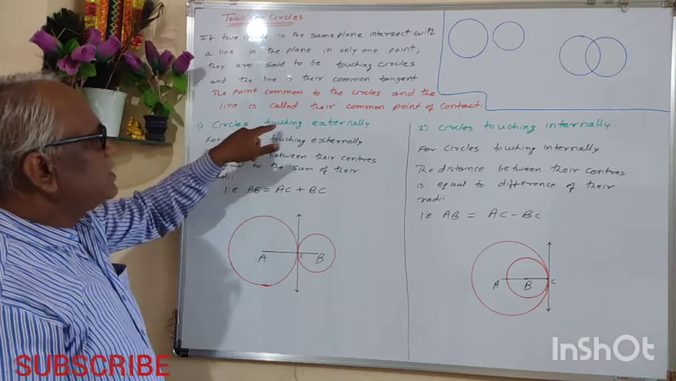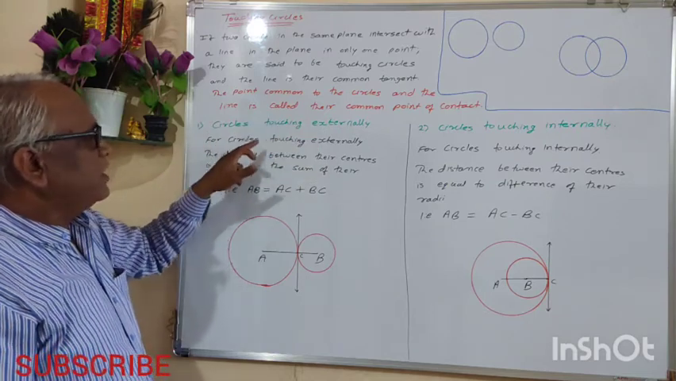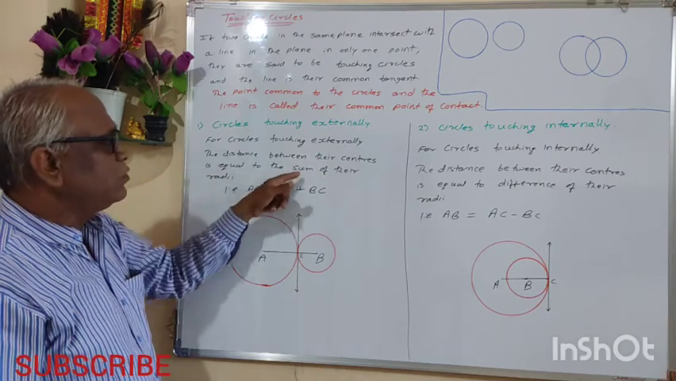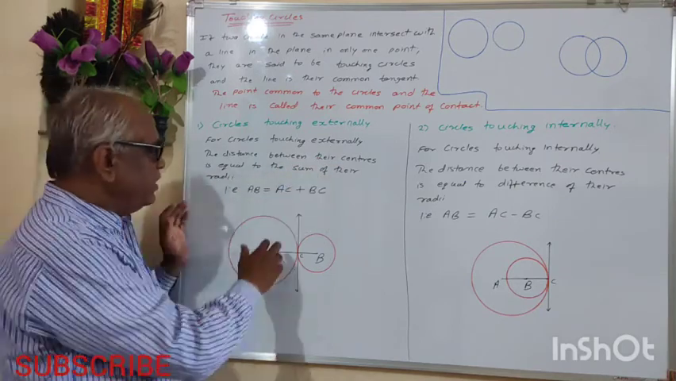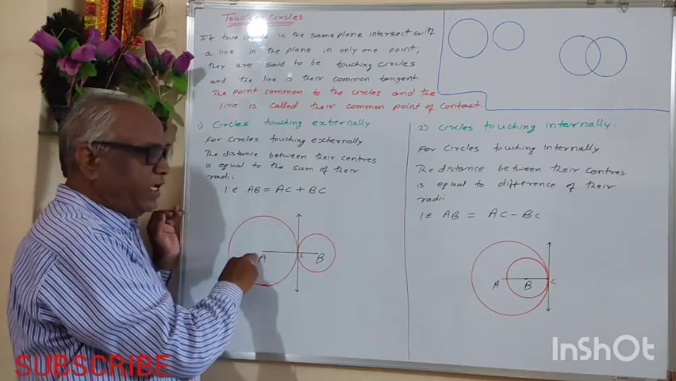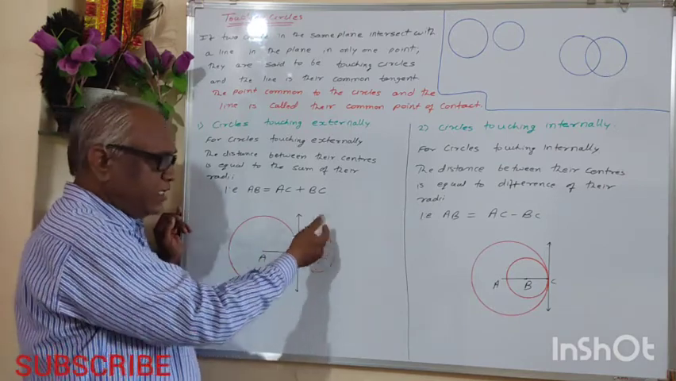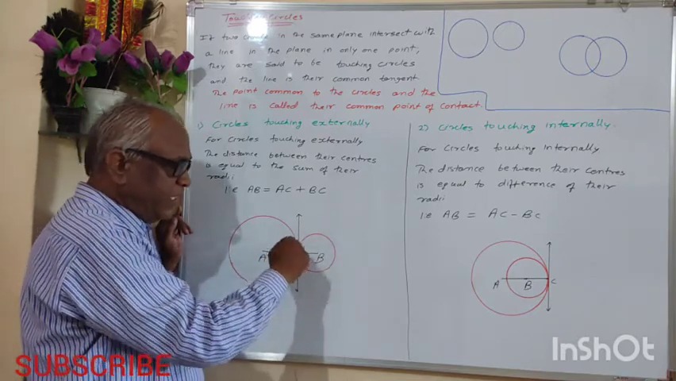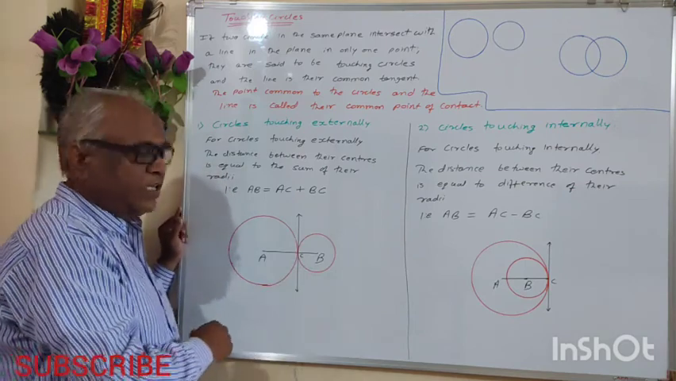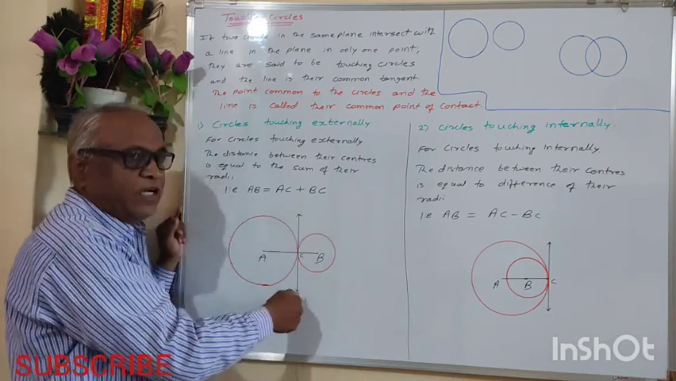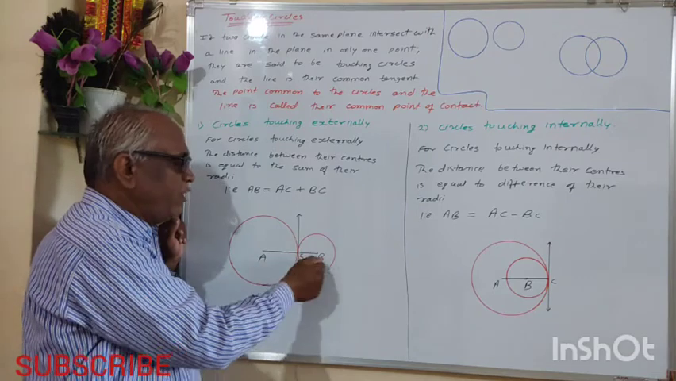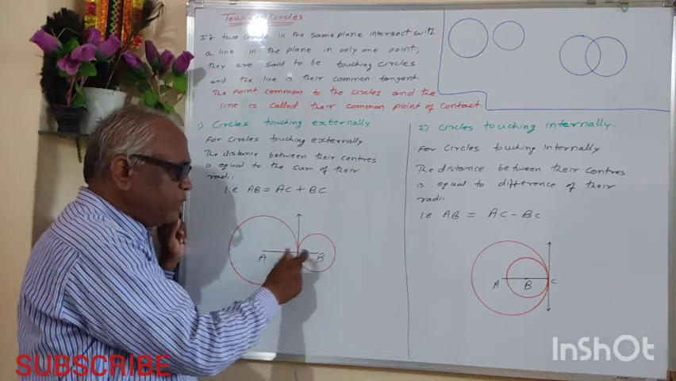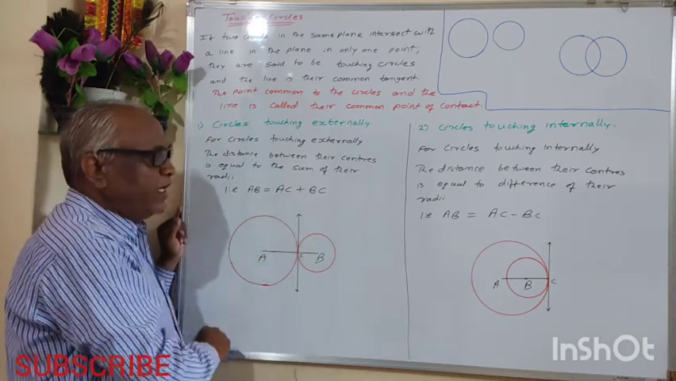First one, circles touching externally. For circles touching externally, the distance between their centers is equal to the sum of their radii. Here, the circle with center A has radius AC, the circle with center B has radius BC. Both circles are touching at one single point C, and one tangent is passing through it. The distance between the centers, AB, is equal to AC plus BC, the sum of the two radii.